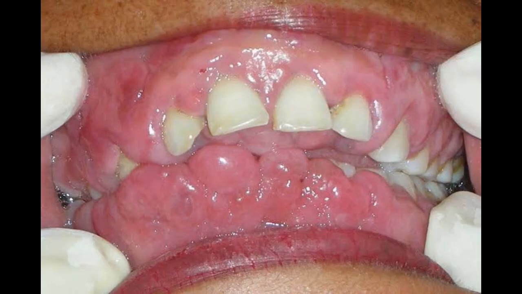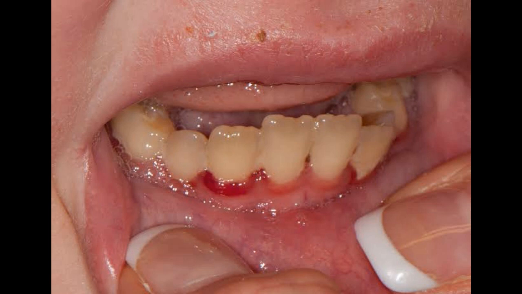It may also be called pregnancy gingivitis, and at times it is so severe that it is referred to as pregnancy tumor. Now we'll move on to nutritional enlargement.